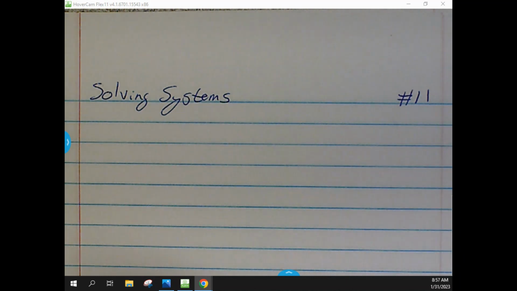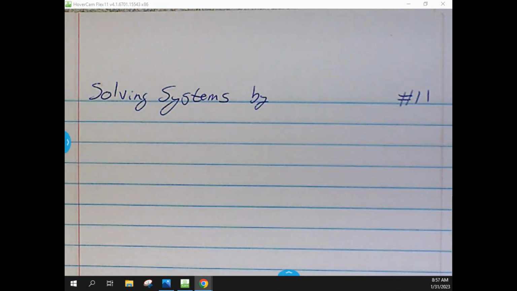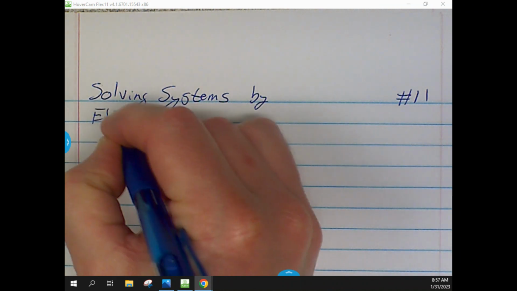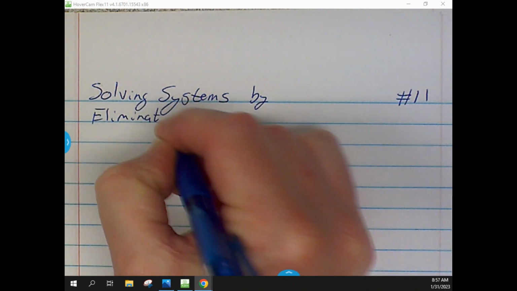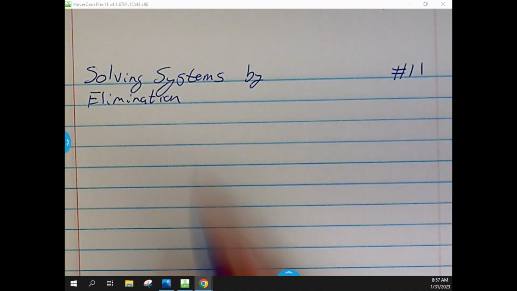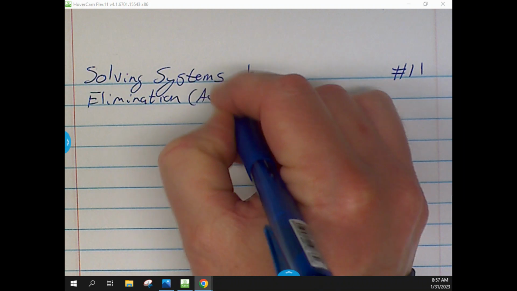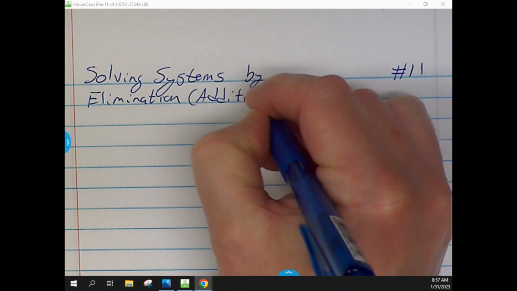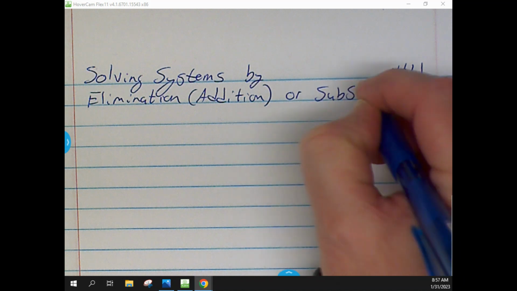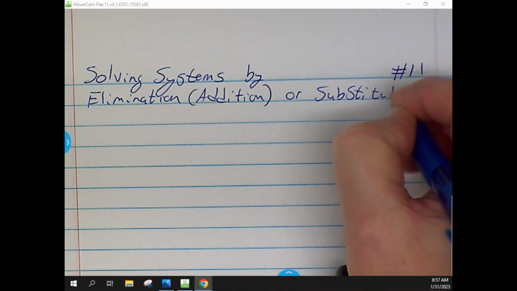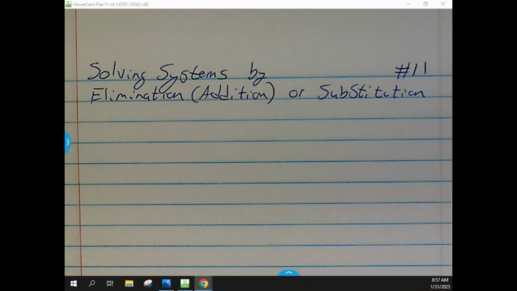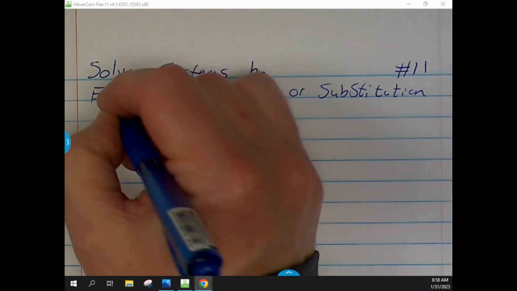because we're going to do it by either the addition method or elimination method. Some books call it the elimination method. I kind of like the elimination method. Some people call it the addition method. Or by substitution. All right, and usually everybody has one of these that they like better.